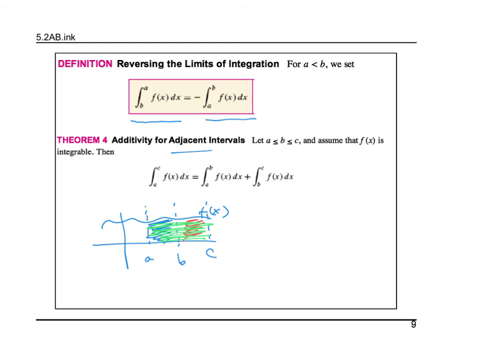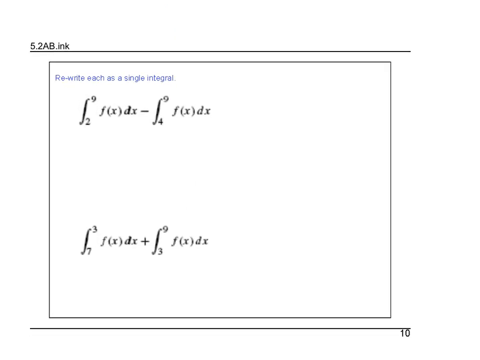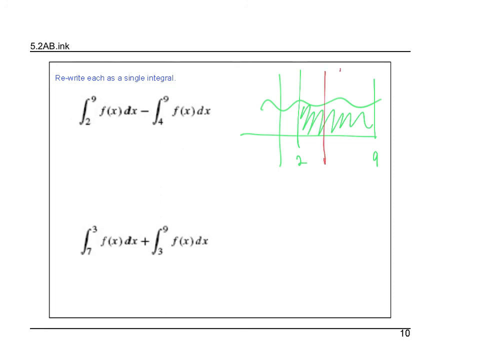So here's an example for how that can help us. If we want to rewrite each of these as a single integral, I can acknowledge that I have from 2 to 9 the integral of f of x dx, and I'm subtracting the integral from 4 to 9 of f of x dx. So I want to see what's left. What do I want to actually find the area of? Drawing can help, but you don't have to. So I have 2 to 9, that's the whole space, and I'm taking away 4 to 9. So what am I left with? I'm left with the space from 2 to 4.